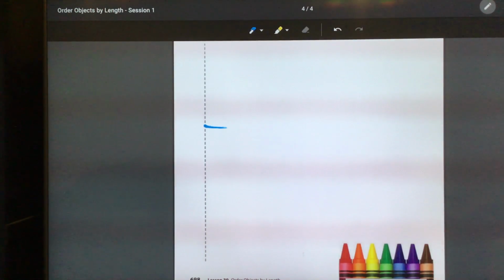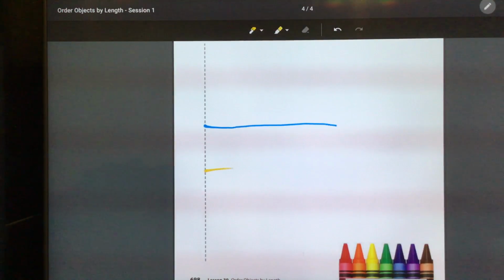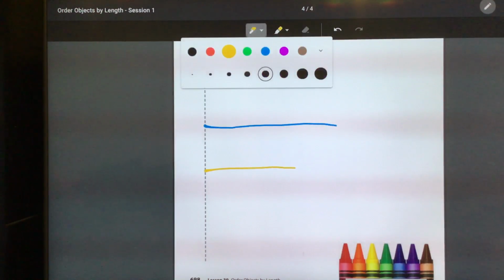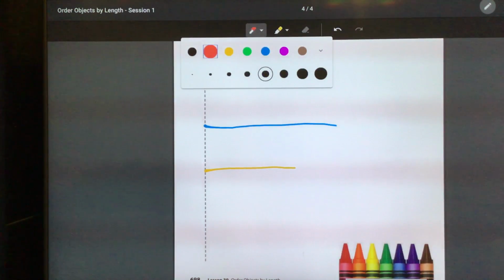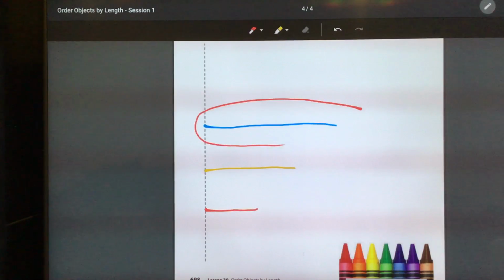I'll draw a blue crayon. Then I'm going to draw a yellow crayon. And then I'm going to draw a red crayon. Now the direction says to circle the one that is the longest. Now you may have done your lines different than me. But when you look at my page, I hope you said that the blue one is the longest crayon.